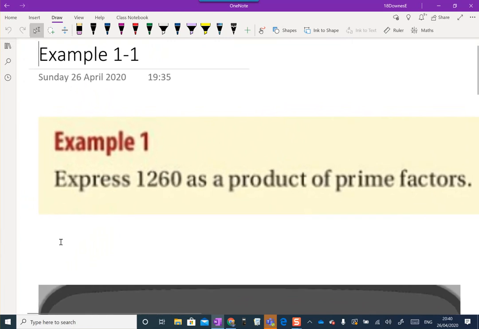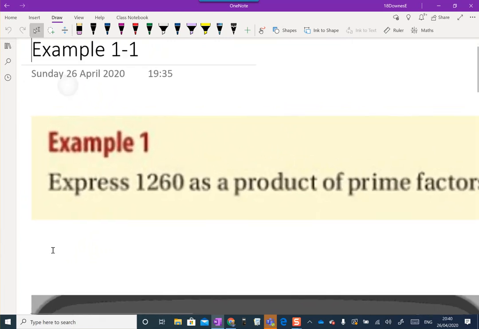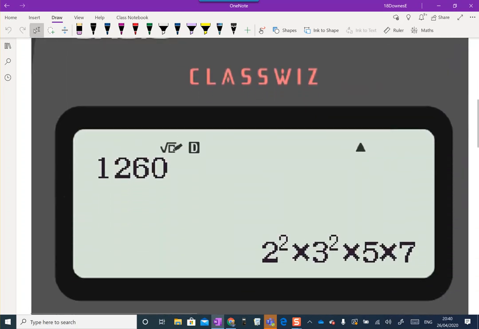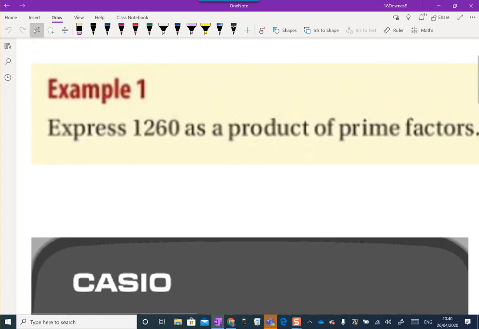Okay, so basically to express 1260, I'm just going to look at the result we got from the calculator. So it's 2 squared, 3 squared, 5 and 7. But let's look: we know there's 2ness in there, 3ness in there, 4ness in there, because there's a 4 in there. There's something to do with 9 in there, and there's a 5 and a 7.